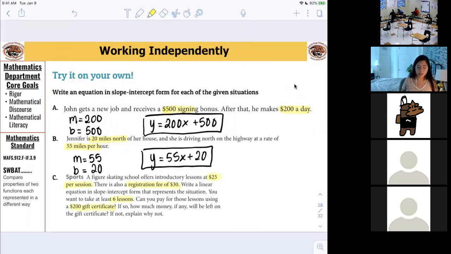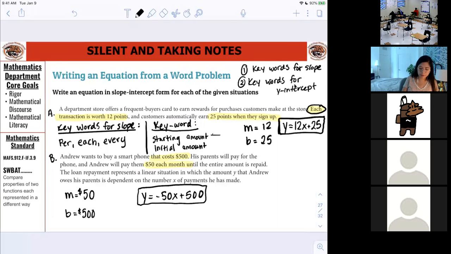Which of all of those is my slope? 25. Good. That one was easy because it has a keyword. We see per, so that one is very straightforward. But now I have a lot of different numbers here, and let's think about it. Which of those is my y-intercept? I think it's 30. Okay, and why do you say it's 30? Because of the registration, like you have to pay 30 first. You're correct. Right, and remember, for y-intercept, we always want to look for the starting amount.